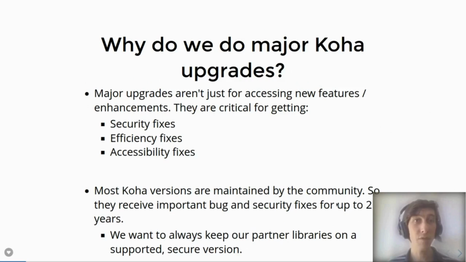After 2 years have elapsed, the Koha community won't keep pushing out the important bug and security fixes in those monthly minor point releases, meaning by major upgrading, you're always on a supported version of Koha, which is secure. It's getting important security fixes every month, and you can rest assured that your library users are on a stable and secure version of Koha. So it's really important to keep the major upgrades happening every year so that you're always on a supported Koha version.